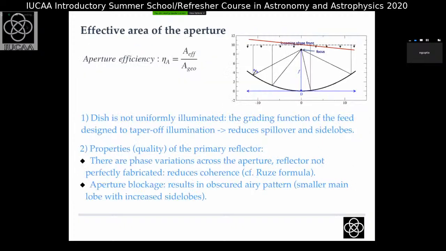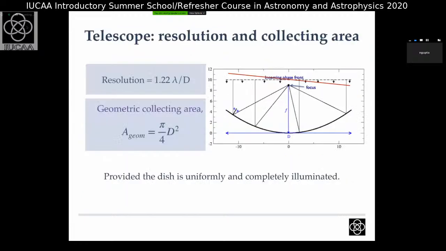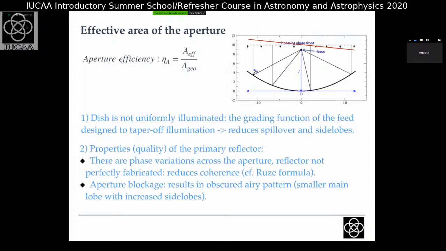But straight away, as a result of this incomplete illumination, I don't have the geometric area as my measure of collecting area, but I have what is called the effective area. And the ratio of these two is called the aperture efficiency. So this is always going to be less than 1, and in the ideal case, it can be close to 1.